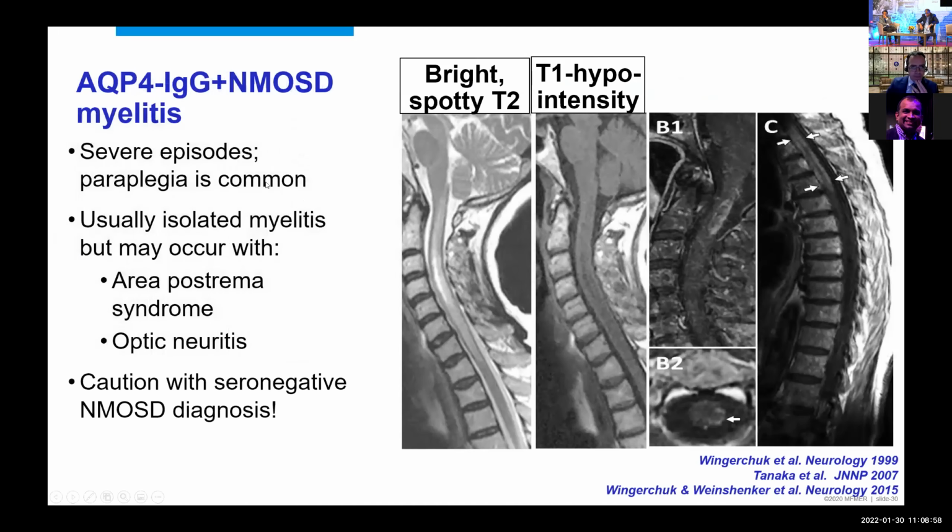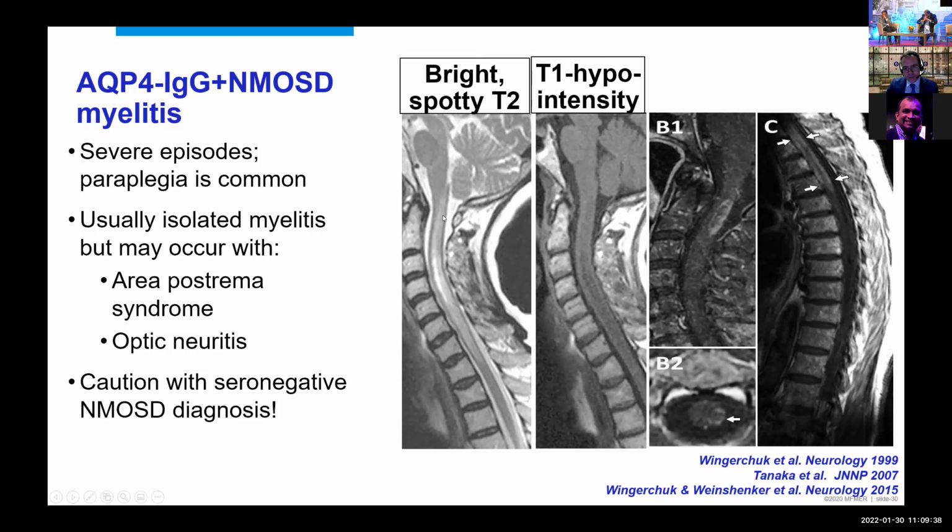So if we think about the lesions with aquaporin-4 antibody positive NMOSD myelitis, these are usually severe episodes, so it's not uncommon for a patient to be wheelchair dependent after a severe episode of myelitis with aquaporin-4 antibodies. And the myelitis is usually isolated, but sometimes it can occur in conjunction with area postrema syndrome, where patients have intractable nausea, vomiting, or hiccups, or it can occur in conjunction with optic neuritis. Be careful if the aquaporin-4 antibody is negative, because there are many other causes of longitudinally extensive lesions.